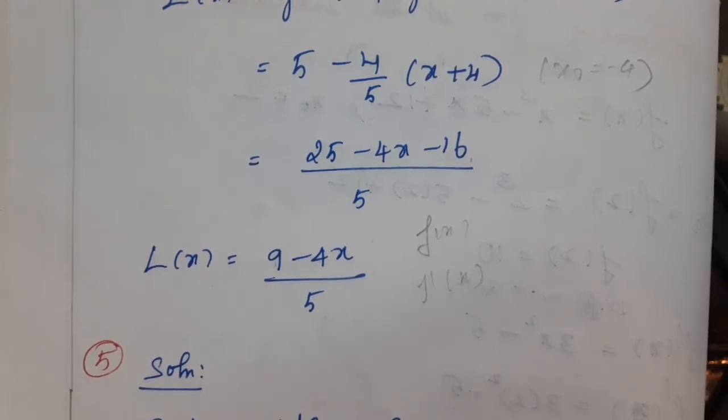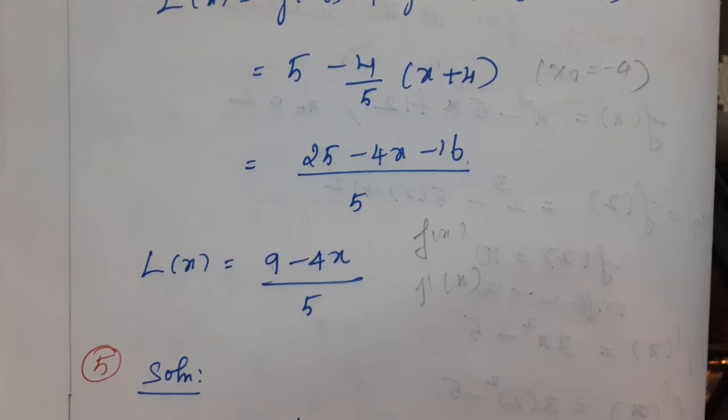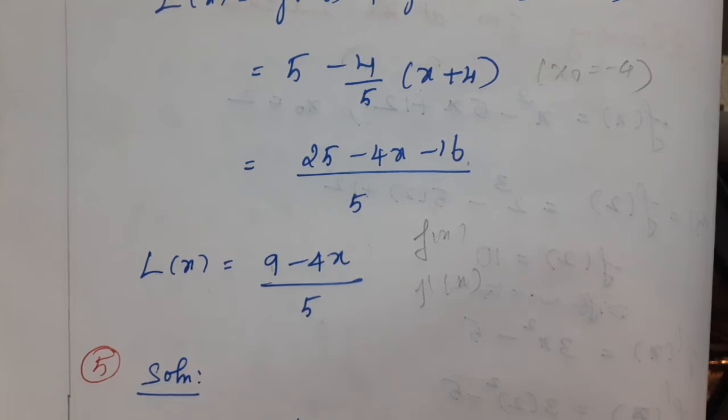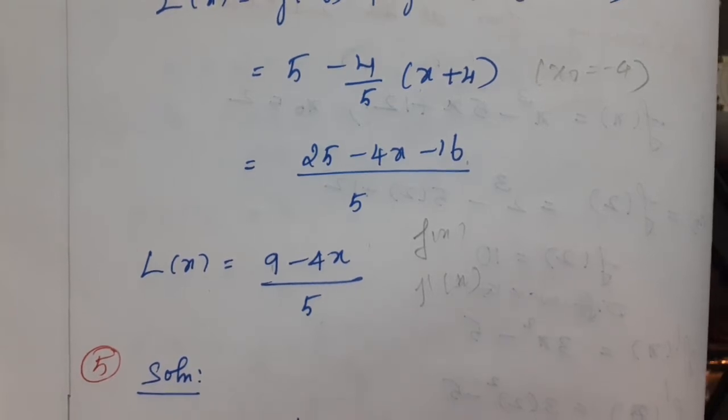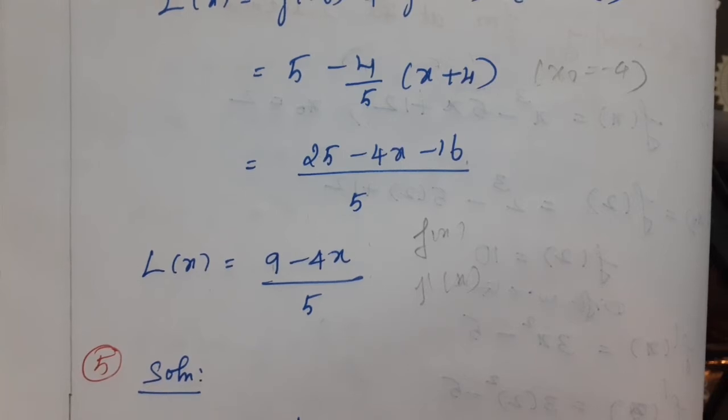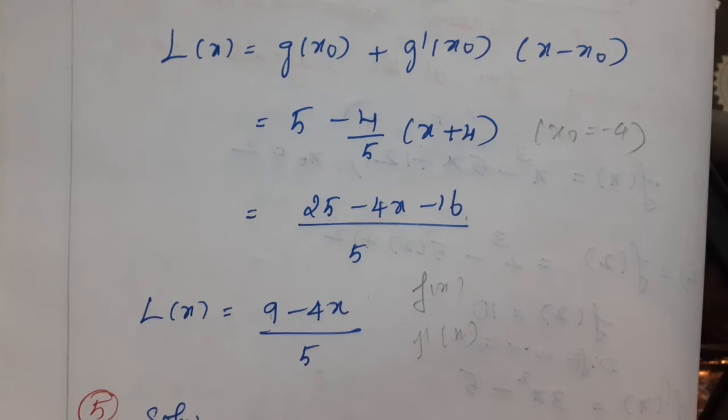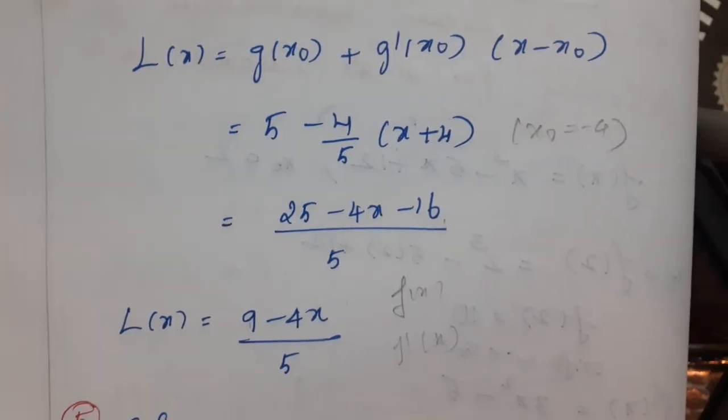When an indicated point is given, first you substitute the value into the given function. Afterwards you differentiate, and again substitute the value. Given the function g of x, first you find g of x at the indicated point. Afterwards you differentiate, and again substitute into g dash of x. Finding the values for g of x and g dash of x, you substitute in the linear approximation formula: L of x is equal to g of x naught plus g dash of x naught into x minus x naught.